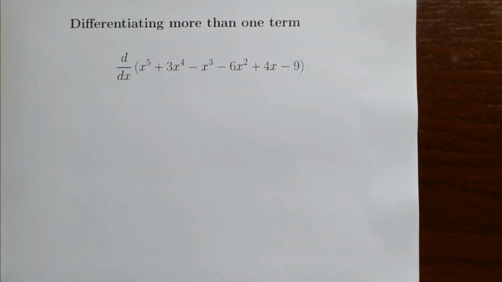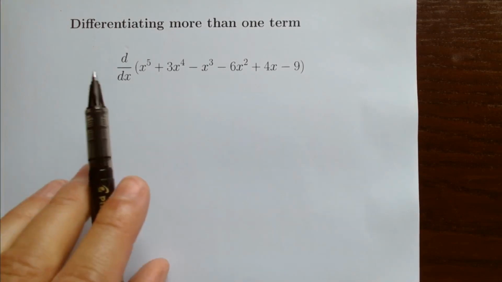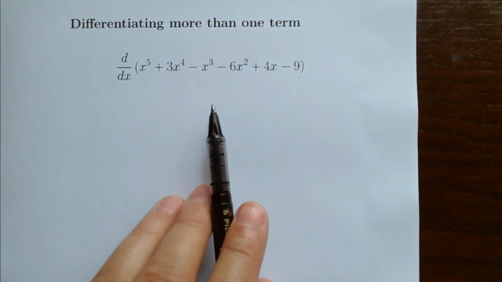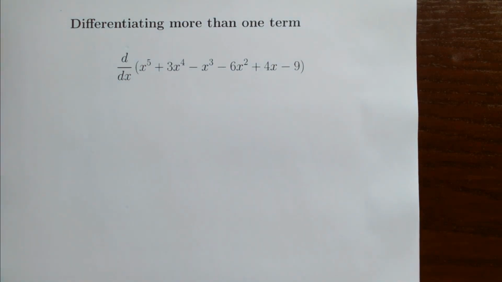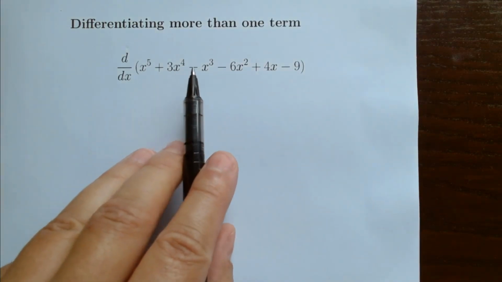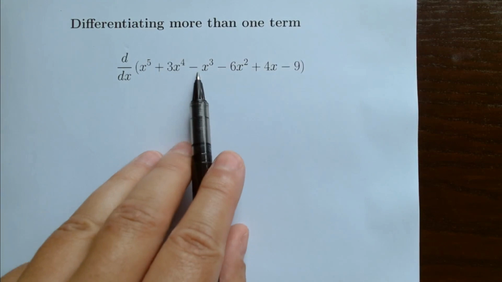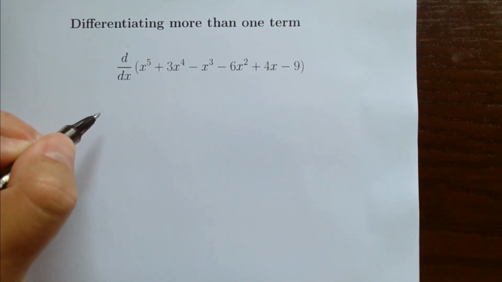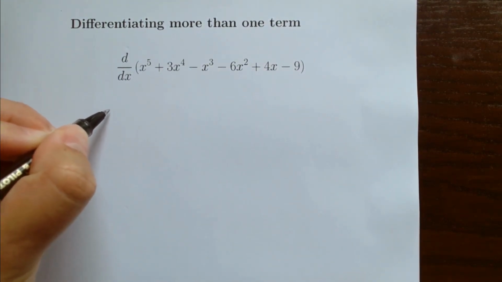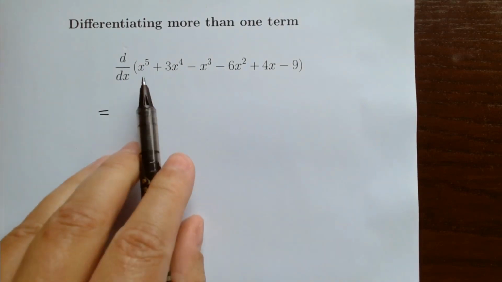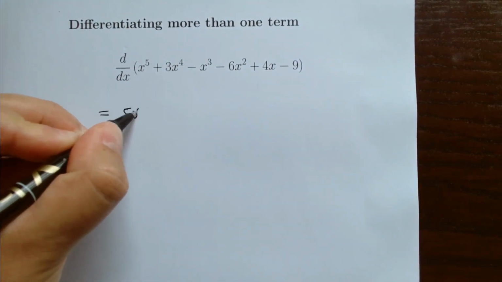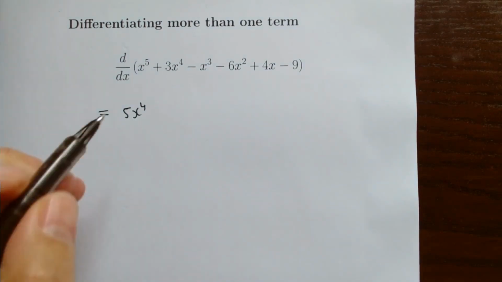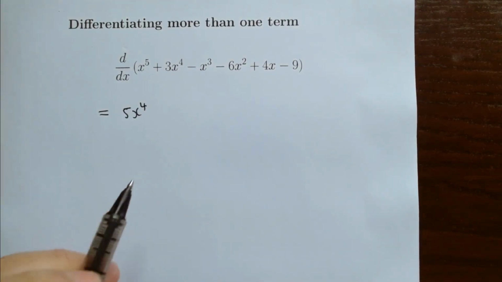Okay, now we're ready to begin differentiating actual polynomials. So these have more than one term. And the rule is that we simply differentiate each term one by one and put a plus or minus. So equals, so x to the 5 comes down and you minus 1 off the power, giving you 5x to the 4.